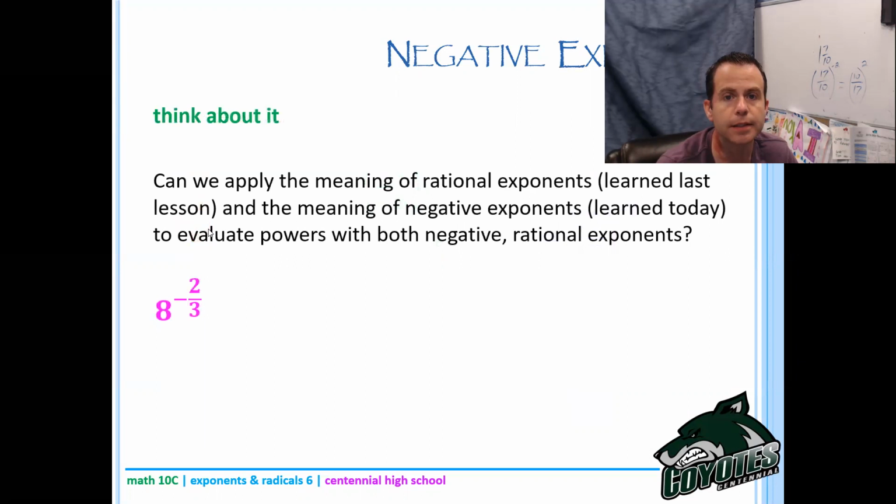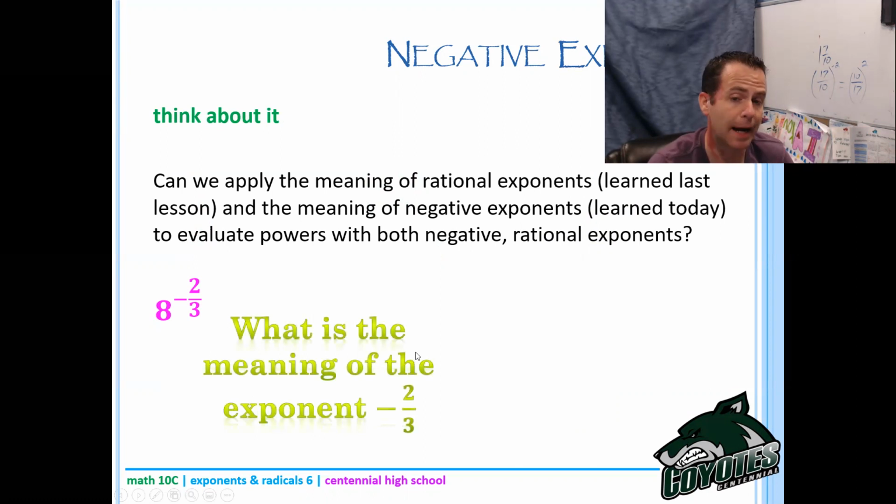All right. Can we apply the meaning of rational exponents, which we learned last lesson, and the meaning of negative exponents and put them together? So now we have a negative rational exponent. Well, I want you to look at an 8 to the negative 2 over 3 and say, okay, 3 things have to happen. The negative tells me I have to flip it. The 3 tells me it's a cube root. The 2 tells me it's squared, okay? So we're just going to unpack that for a second.